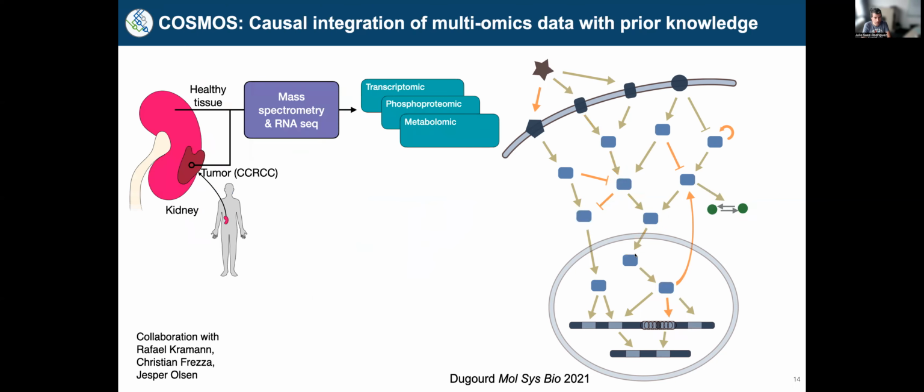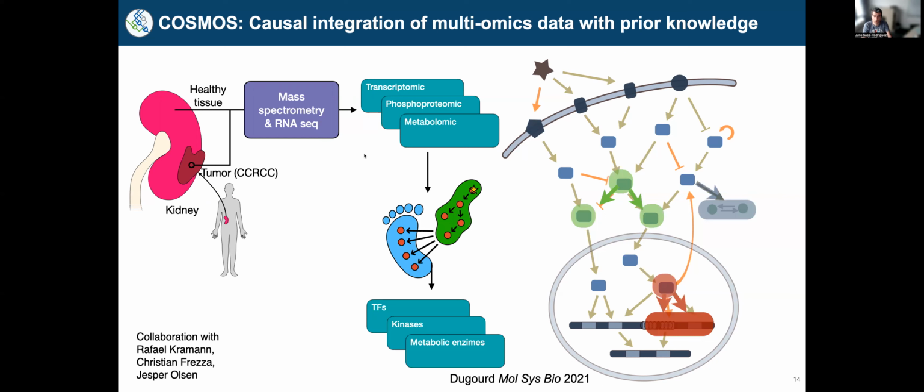Let me tell you a bit more about this, and I will use an example to illustrate the methodology behind Cosmos. So this is work on kidney cancer we did with Raphael Kramann's lab in Aachen, Christian Fritza in Cambridge at the time, now in Cologne, and Jesper Olsen in Copenhagen. And our experimental colleagues analyzed tumor and matching healthy tissue of kidney cancer patients with mass spectrometry and RNA sequencing. So we obtained phosphoproteomic, metabolomic, and transcriptomic data.